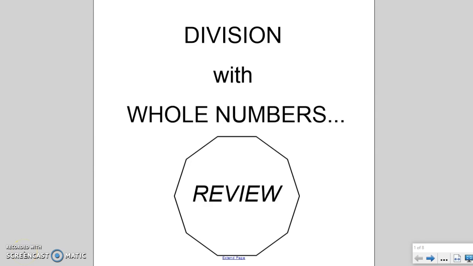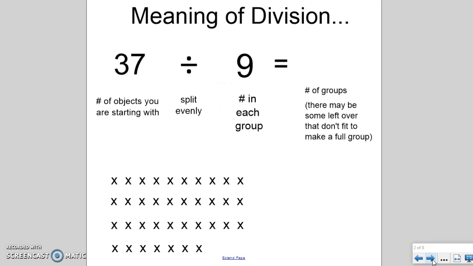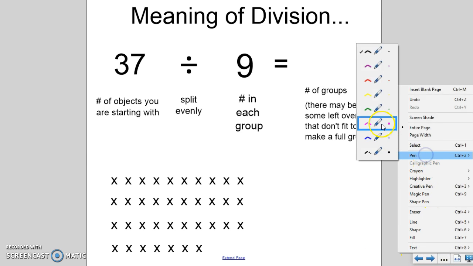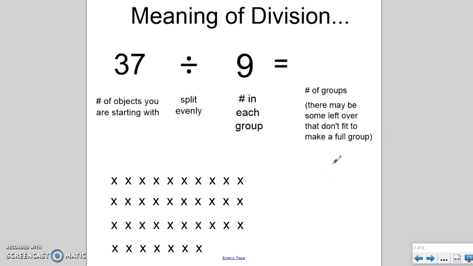All right, guys, so we're moving back into division. Before we can get to division with decimals, we have to make sure we review division with whole numbers. So I'm going to try and make the beginning of this quick because it's really going back to the basics, and that is the meaning of division. It's super important to understand what we're doing, not just how to do it.